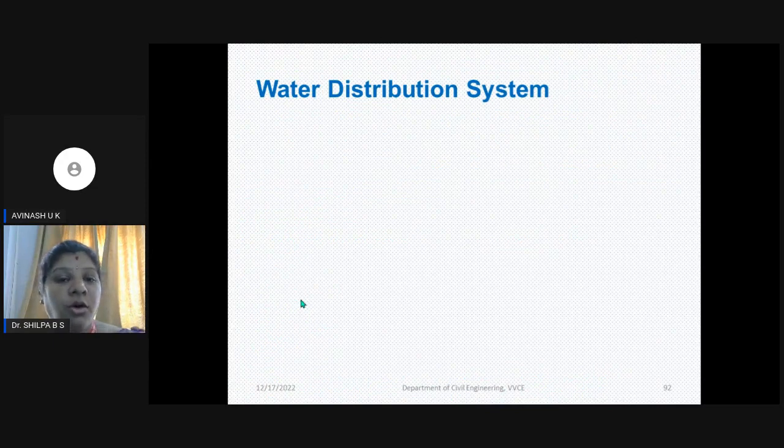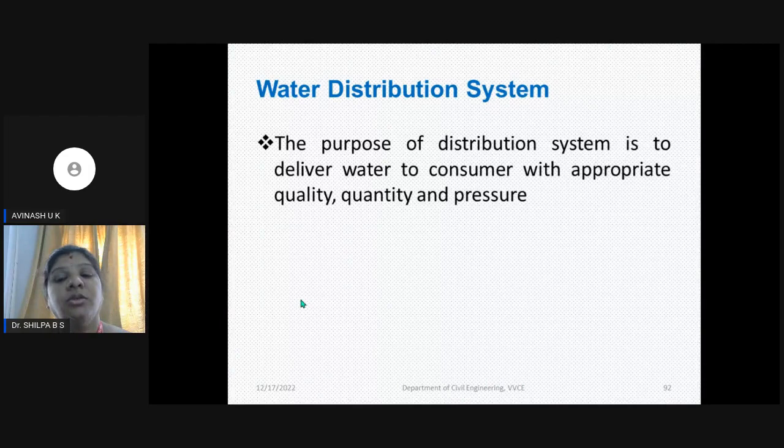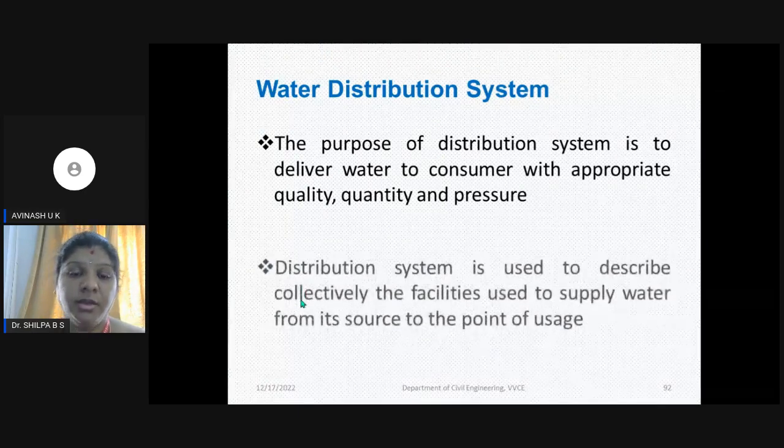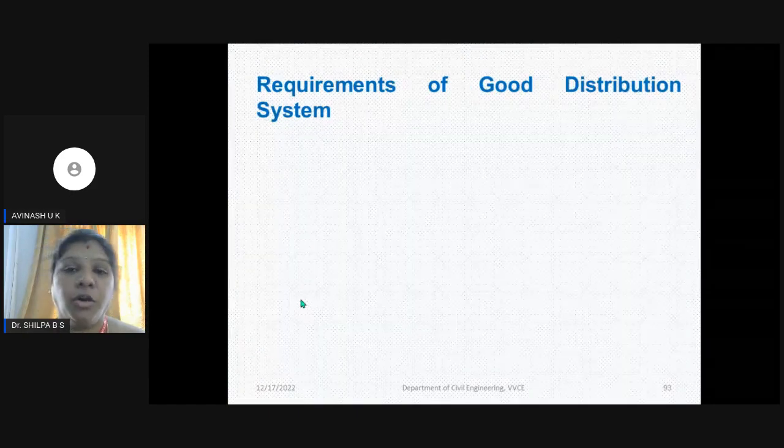So, coming to the water distribution system, which is the last part of this session. The purpose of the water distribution is to deliver the water to the consumer in appropriate quality and quantity and with the required pressure. It is used to describe collectively the facilities used to supply the water from the source to the point of usage.